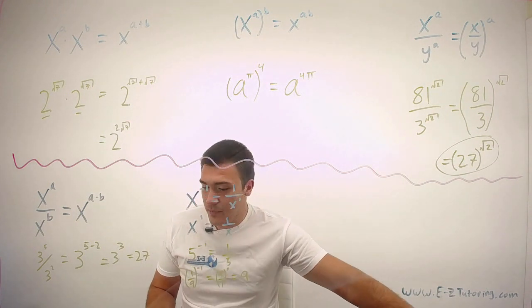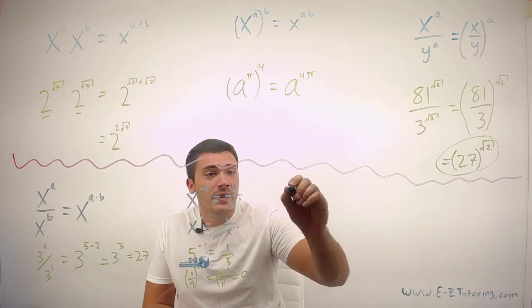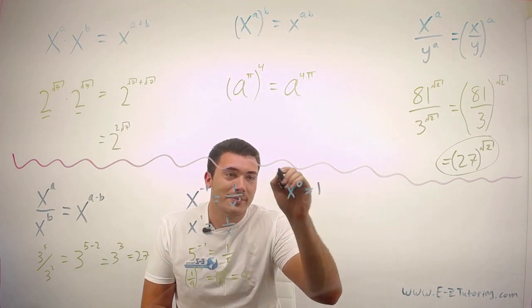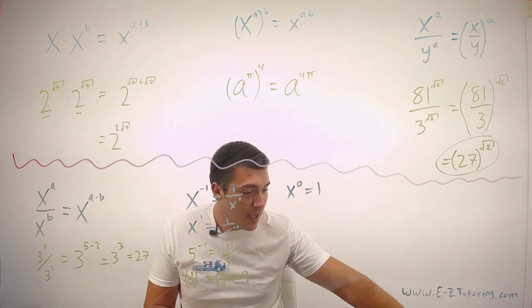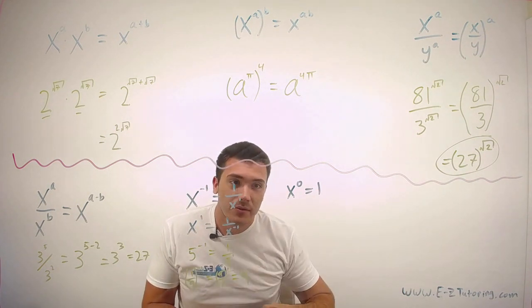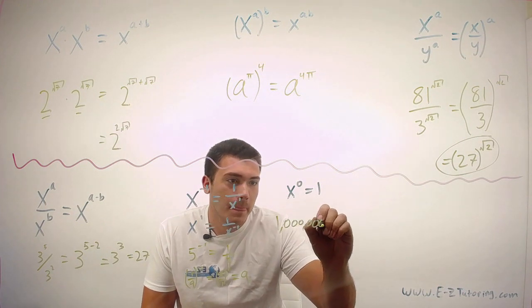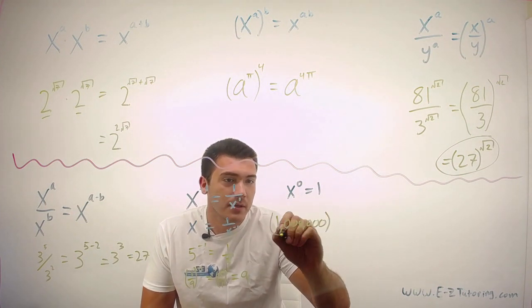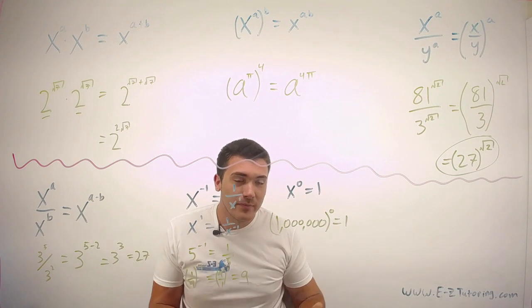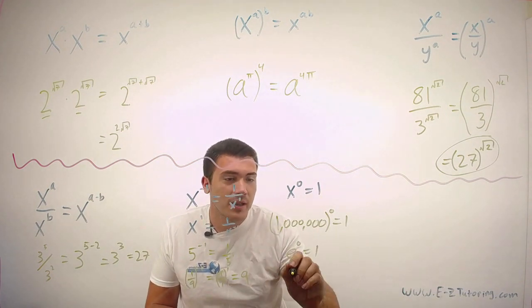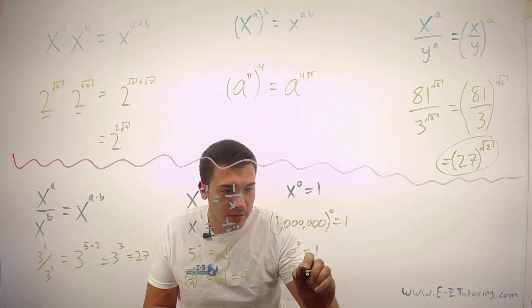Okay, next example. Any number to the power of 0 is 1. So give me any number. Give me any number you'd like. You can give me 1 million to the power of 0. It'll be equal to 1. You can give me e to the power of 0, that's equal to 1. You can give me pi to the power of 0, that's equal to 1.